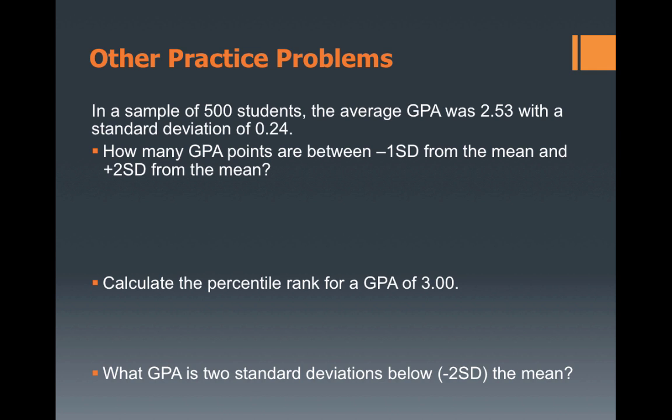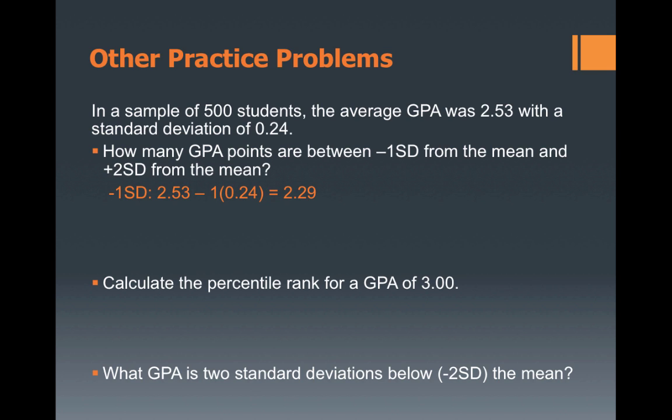So for the first one, how many GPA points are between -1 standard deviation from the mean and +2 standard deviations from the mean? Well, we know that we have the mean of 2.53. We have a standard deviation of 0.24, so one standard deviation is really equal to 0.24 GPA points. So -1 standard deviation is going to give us a corresponding GPA of 2.29, because our mean is 2.53 minus 1 standard deviation unit, which is equal to 0.24 GPA points, gives us 2.29.